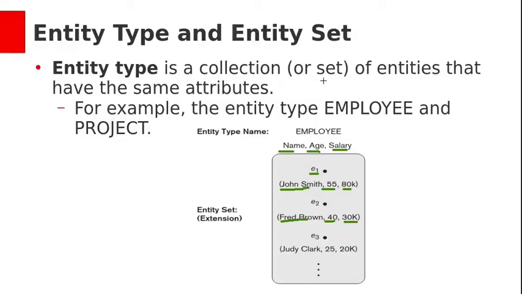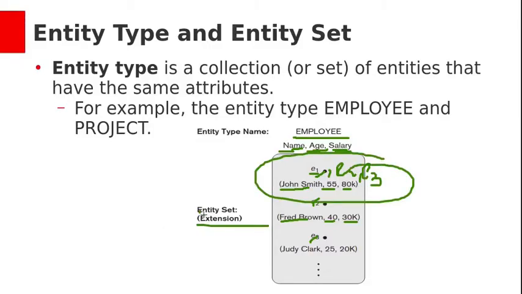Entity type is a collection of entities that have the same attributes. Means if you see this entity 1, entity 2 and entity 3, all are having the same attributes, name, age and salary. So we can call all these similar entities an entity type. Here it is employee. Entity set. A group of related entities is called an entity set. Here the list of all the employees E1, E2, E3. We can call this entire set an entity set.